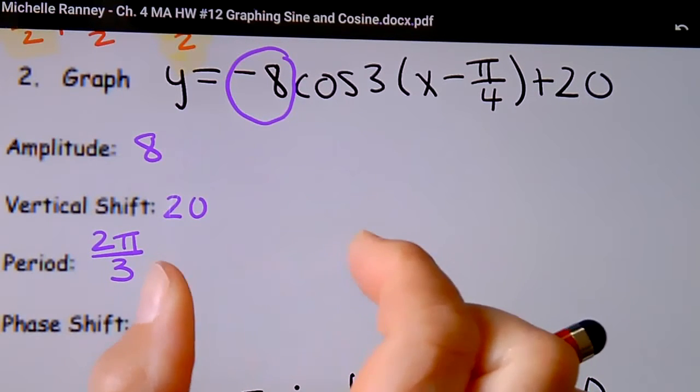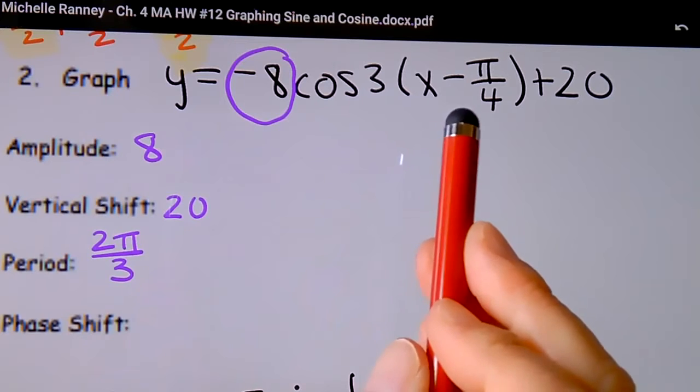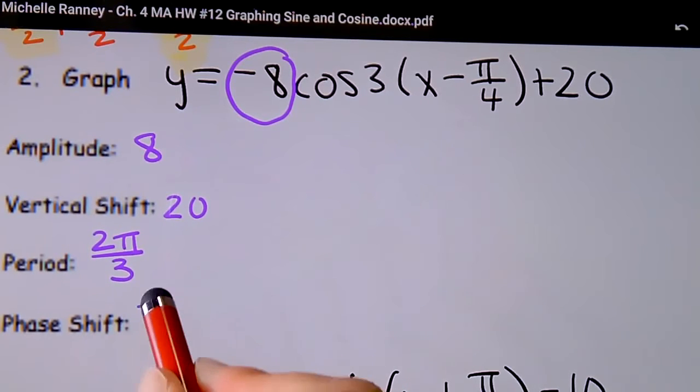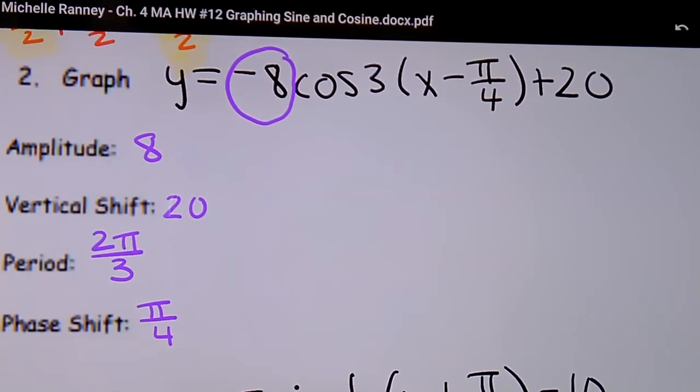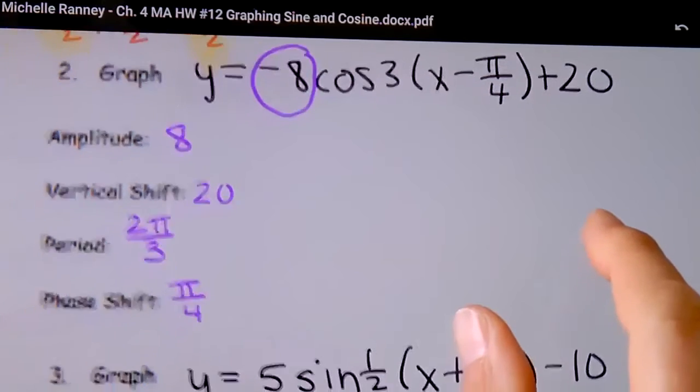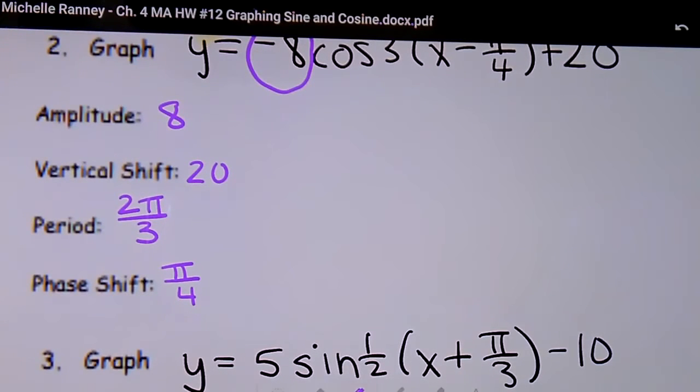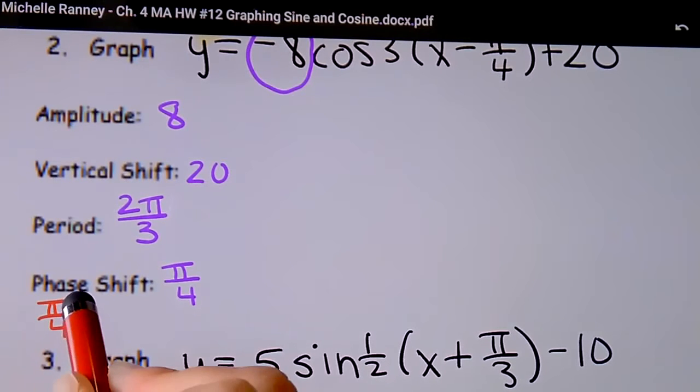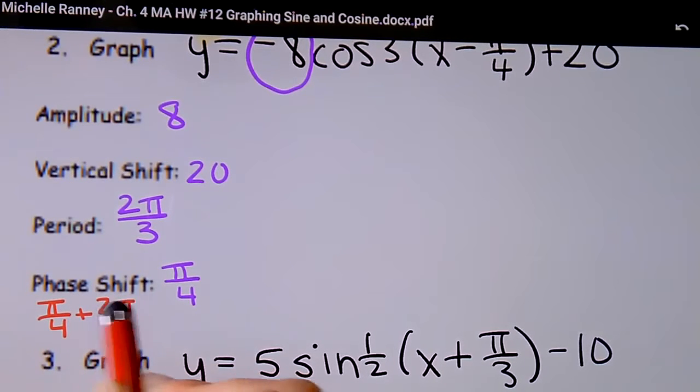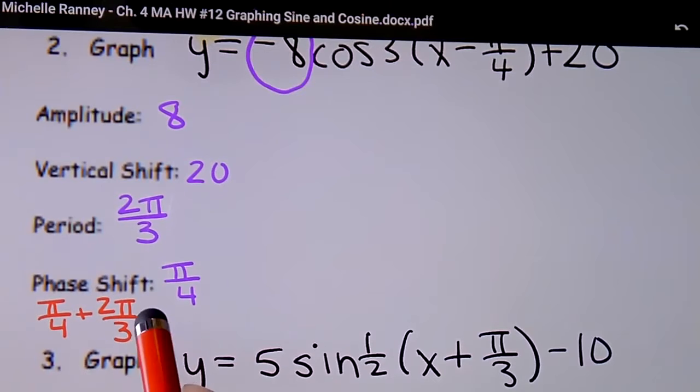My period, this is my frequency, that's my b, so I take 2 pi divided by my frequency, so it's going to be 2 pi thirds long, but it's not going to start at 0, it's going to start at pi fourths. So for something like this, I am going to need to get a common denominator so I can figure out where I'm starting and where I'm ending. So I'm going to be starting at pi fourths. I'm going to be going 2 pi thirds away, and that's going to be my end.